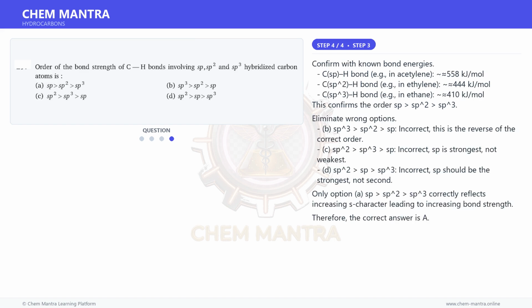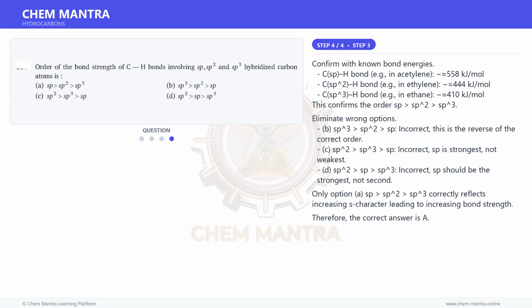And for the final step, confirm with known bond energies. C sp-H bond, for example in acetylene, approximately 558 kJ/mol. C sp2-H bond, for example in ethylene, approximately 444 kJ/mol. C sp3-H bond, for example in ethane, approximately 410 kJ/mol. This confirms the order sp > sp2 > sp3.